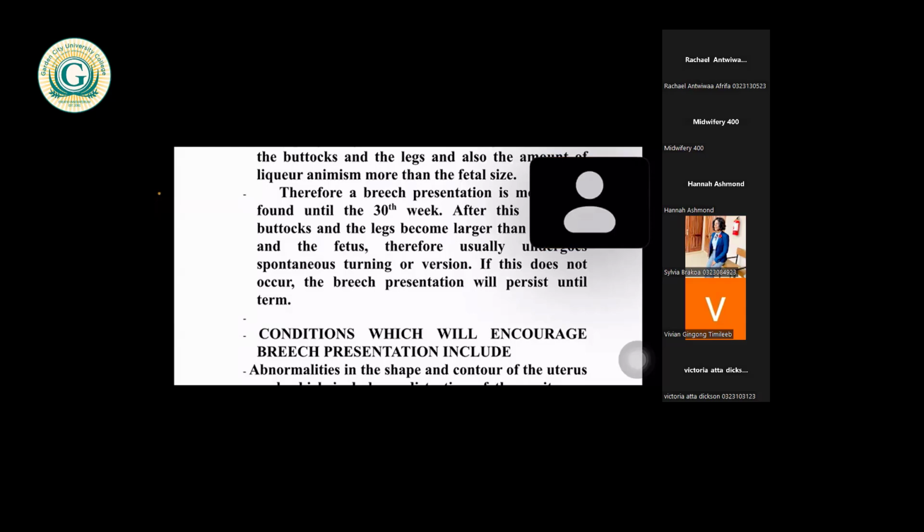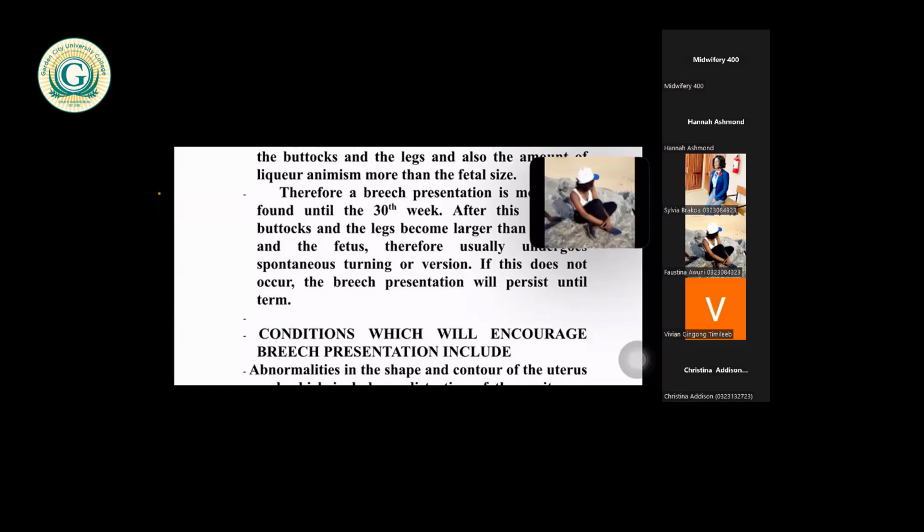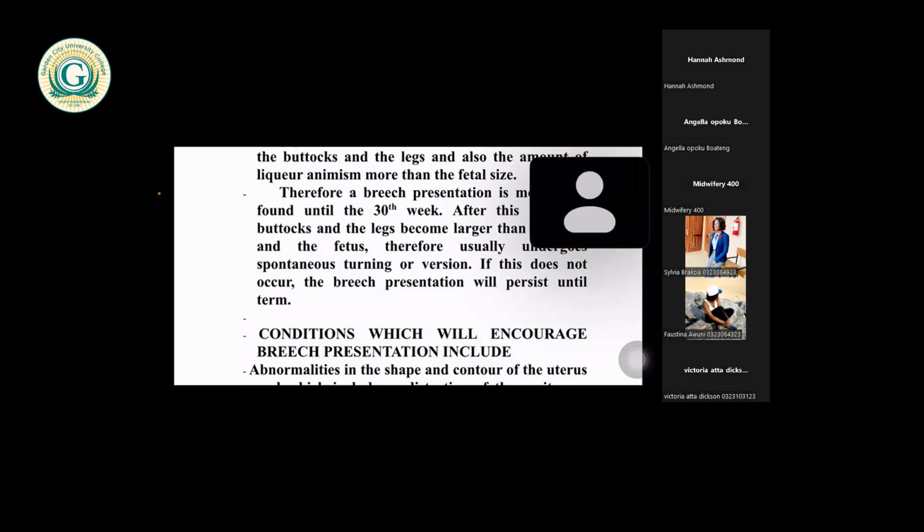Faustina, please, are you... Premature rupture of membrane. Please, I said polyhydramnios. Okay. Winnie, sister, are you around? Yeah, I'm around. I am sharing the screen to my phone. I can't see, so can you conduct it for me? Those that have raised their hands, can you mention their names for me? Okay. Sister Hannah. Yes.